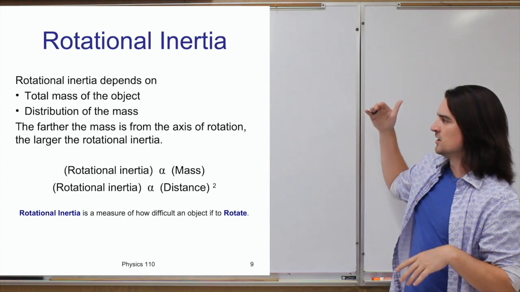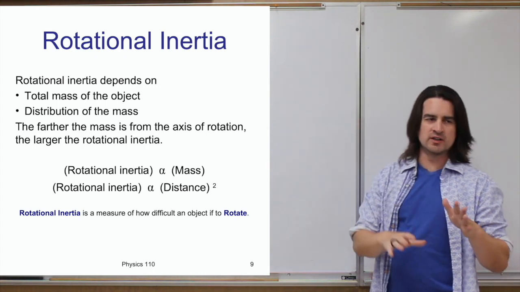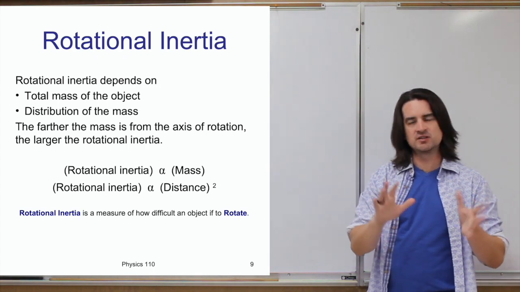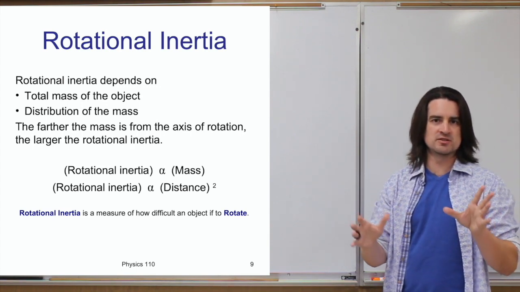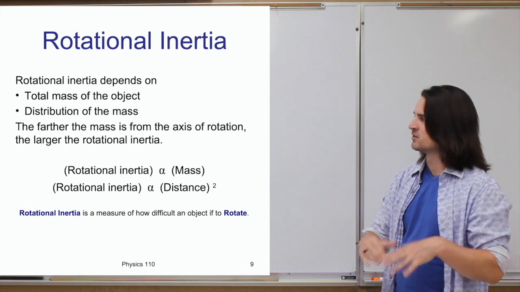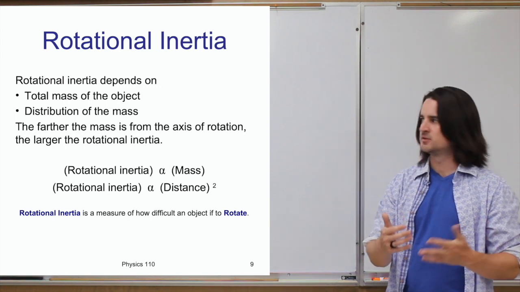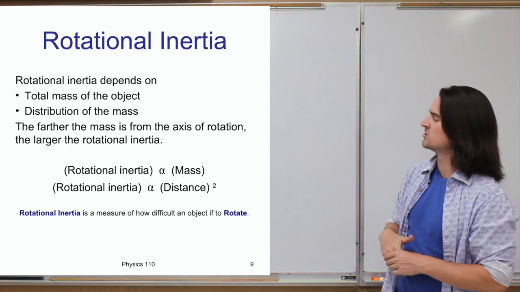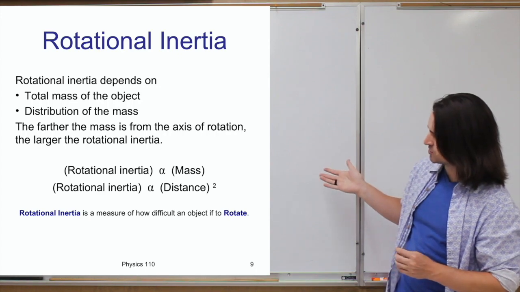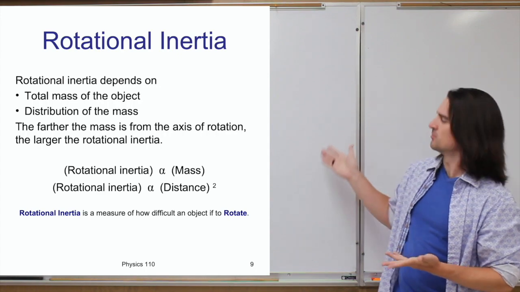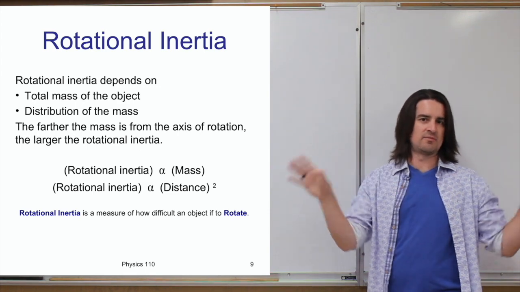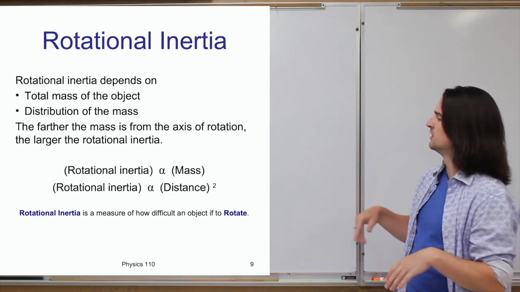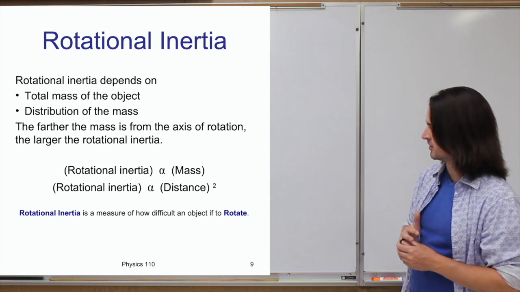And essentially, the more asymmetric the mass is distributed around the axis, whatever axis you're rotating about, the larger the rotational inertia is going to be. So it depends on those two things. Particularly, it's usually directly proportional to mass, and proportional to the square of the distance of how the mass is distributed around.